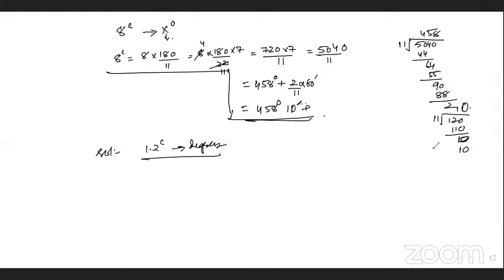10 minutes and then 10 upon 11 into 60 seconds. That is 600 upon 11, 11 5s are 55, approximately 55 seconds. So 458 complete degrees, then 10 minutes and 55 seconds. So in seconds we can approximate, okay, because it is already very small. Yes? Did you understand, children?